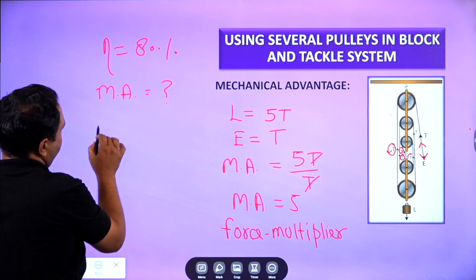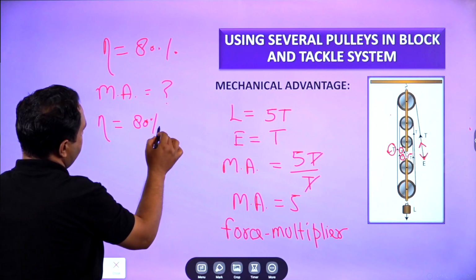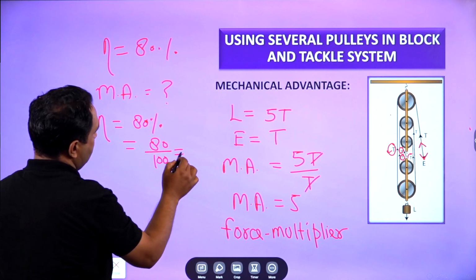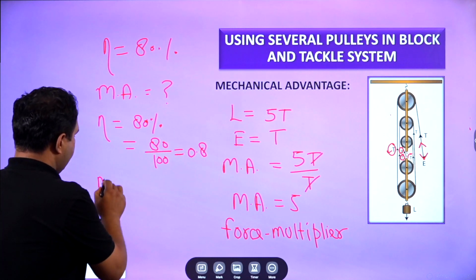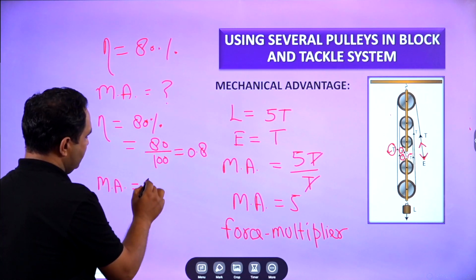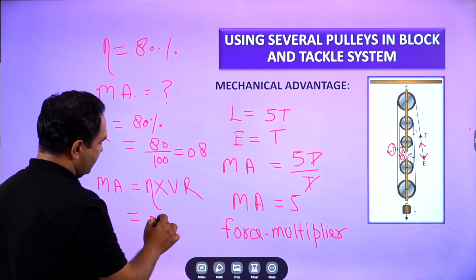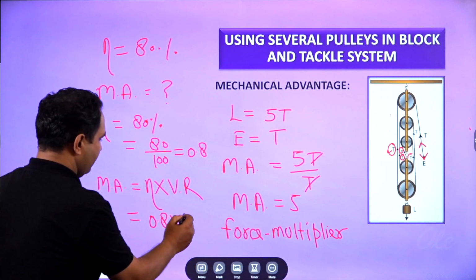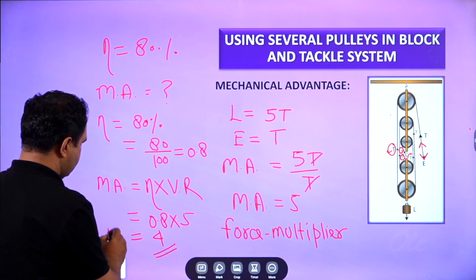So as we can say, efficiency is equal to 80%, or we can convert it into decimal value, 80 upon 100 means 0.8. Okay. So mechanical advantage is equal to efficiency multiplied by velocity ratio. Here 0.8 multiplied by number of pulleys are 5, so velocity ratio will be 5. So mechanical advantage is 4. Right? So mechanical advantage will be 4.